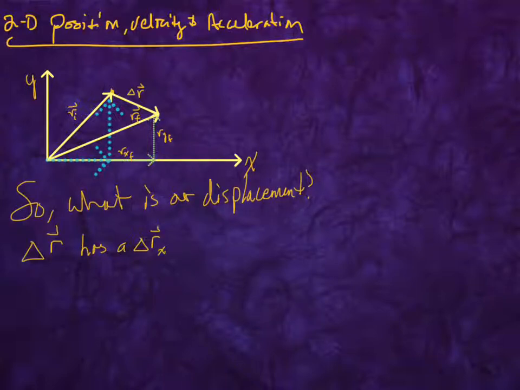Our delta R has a delta R in the x direction, which is given by that little guy right there. And it's going to have a delta R in the y direction, which is right there, going up. So our delta R in the x direction and delta R in the y direction are shown.